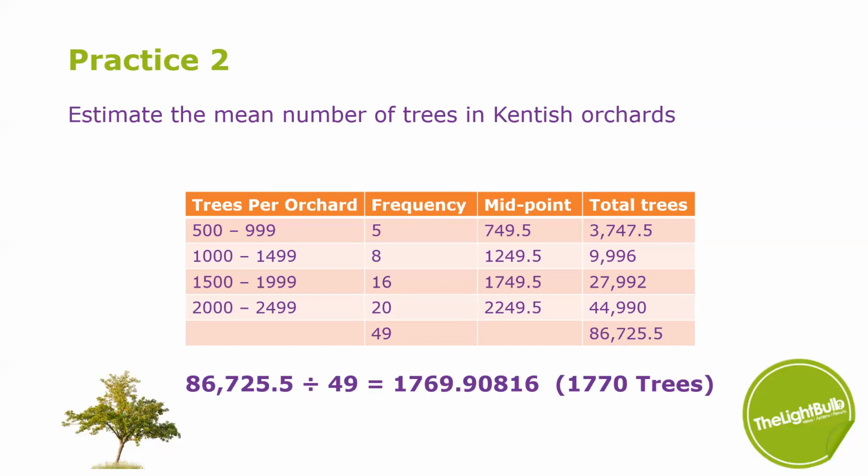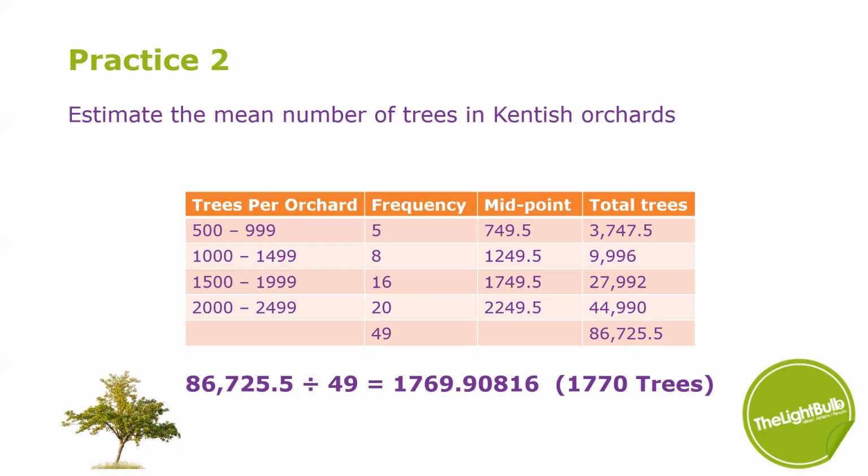So 86,725.5 divided by 49 gives us our estimated mean of 1,769.90816. It's probably what's in your calculators. But again, if we round this to the nearest whole tree, well, 0.9 is high, so we have to round this up. So it's going to be 1,770 trees as the estimated mean.